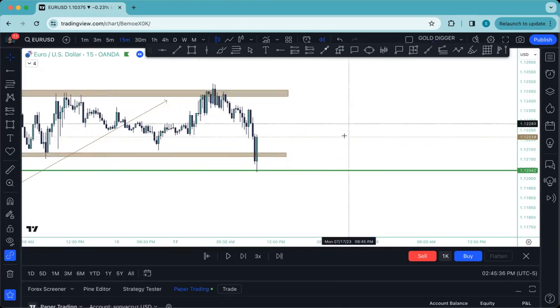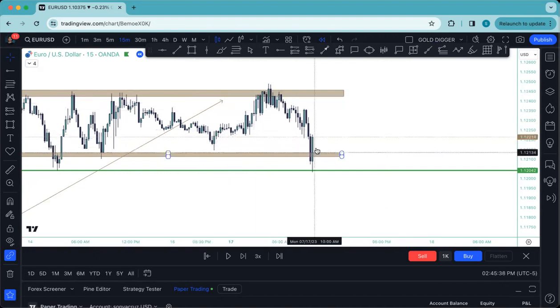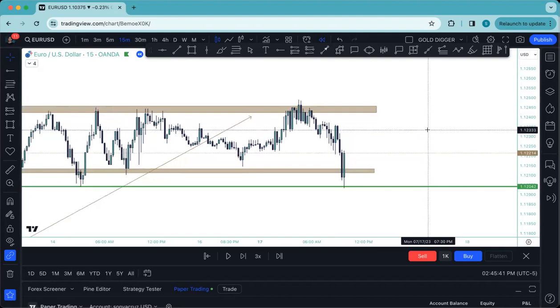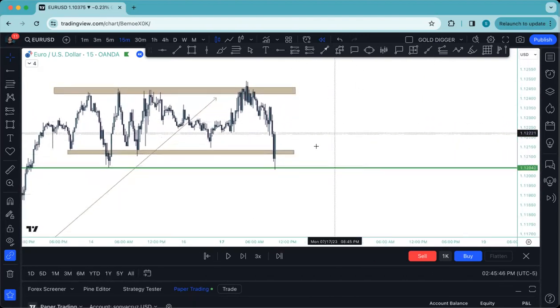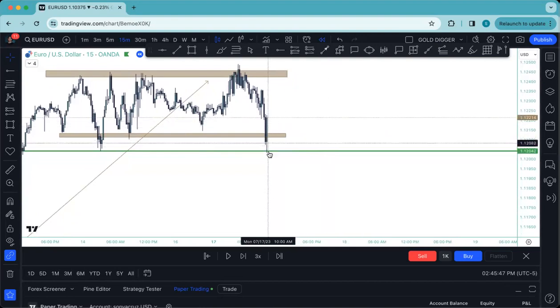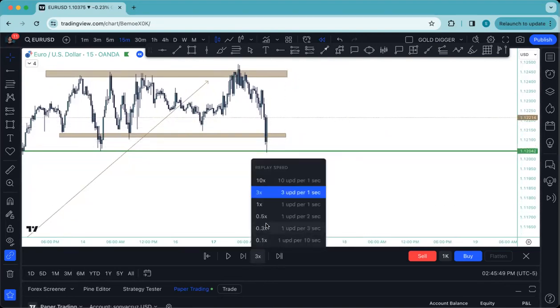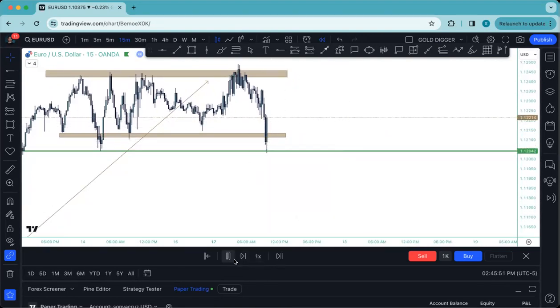And as you can see, it's still kind of like in this range, right? So let's play it out. It kind of peeked through right there. Let's put it down.